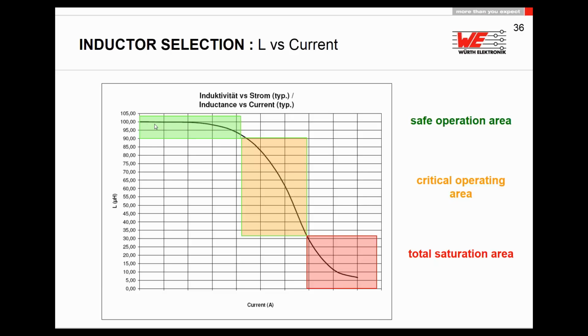Now, for the inductance safe operation area, I would always choose my inductance in this area where the inductance versus current will not drop. In the linear area, in this green box, it's almost the best thing. As soon as the inductance drops 10% from its initial value, the critical operation area starts. In this area, it depends if you do not have enough space to put in a bigger inductor, but pay attention, there is also a temperature influence. Sometimes the point is here, and sometimes this point is already here.